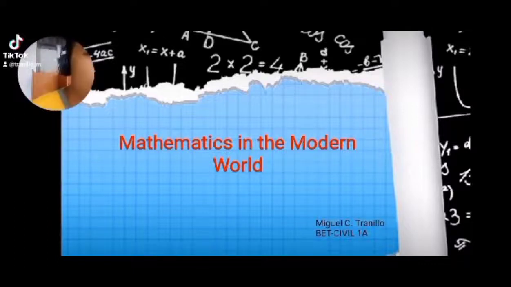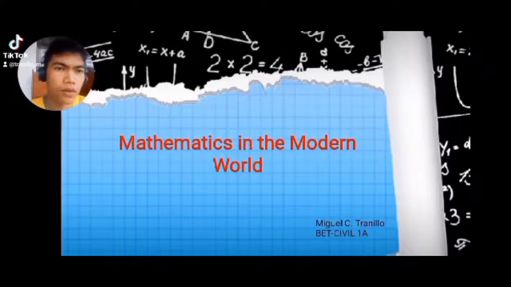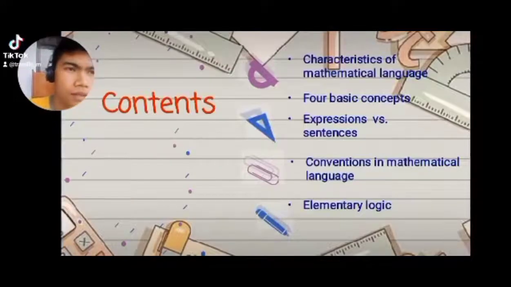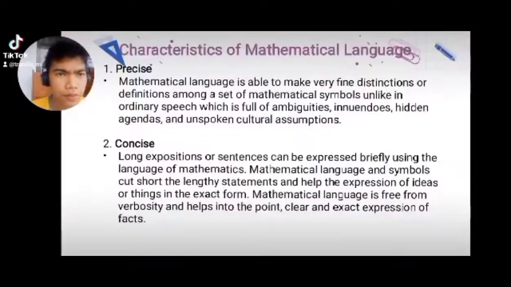Mathematics in the modern world. I have here five topics: the characteristics of mathematical language, and four basic concepts: expression versus reality, sentences, conventions in mathematical language, and elementary logic. So first, we have the characteristics of mathematical language.